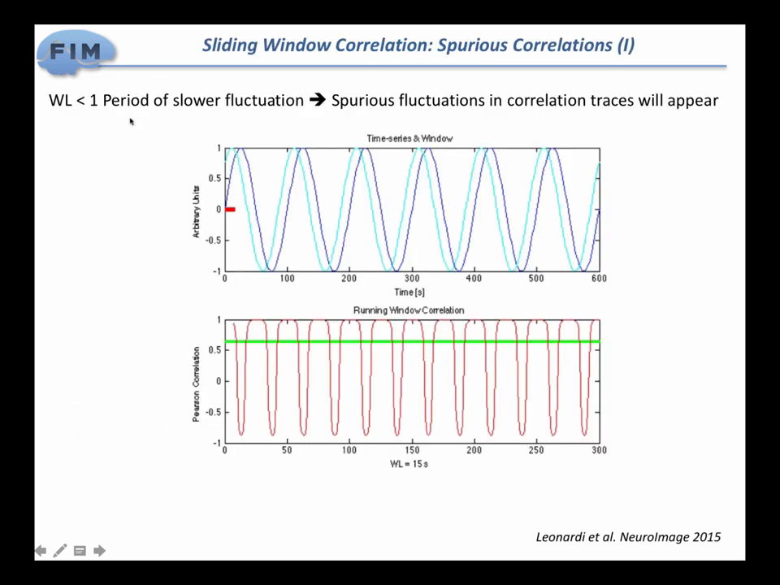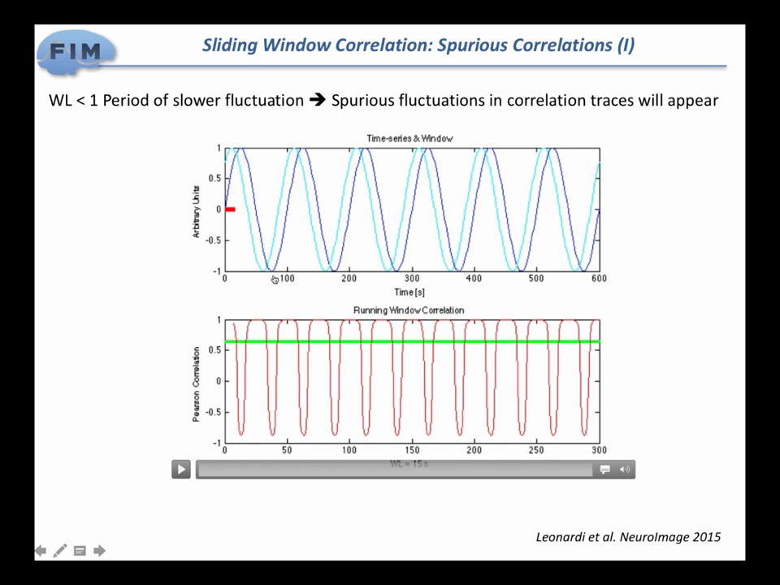Another thing to be careful about is that when I cut my data into chunks, I have to be careful about the frequencies of the signals. If my signal contains fluctuations that are so slow that they don't fit completely into the window, that will lead me to spurious fluctuations in my estimate of correlation. So here we have a very simple example of two sinusoids. They're off by a given offset, and that means that their connectivity is this one. It's not 1 because they're not sitting on top of each other, it's 0.6.